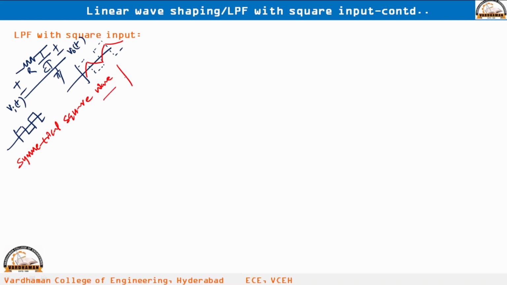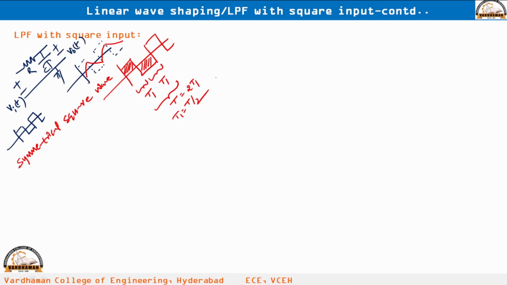A symmetrical square wave is nothing but, if you take the square wave like this, whatever the positive portion level is there, the same amount of negative portion will be available, including the duration. If it is available for t 1 seconds, it is also available for t 1 seconds. If the total time period is t, we can take 2 t 1, t is equal to 2 t 1, or t 1 is equal to t by 2.